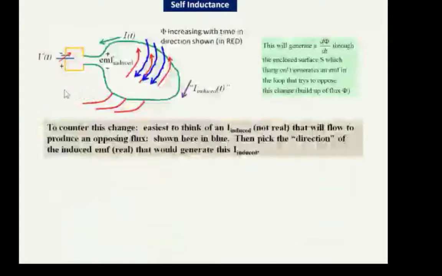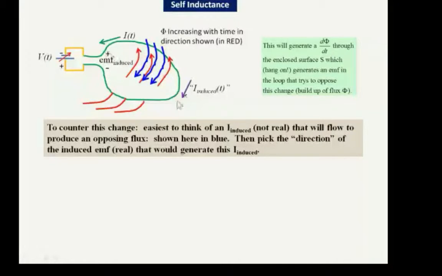If we now look at the effect of the induced EMFs, it's going to be easier to think of an I-induced, realizing that it's not real, that will flow to produce an opposing flux. In this case, because flux is building up with time, remember we said that V was changing positively with time, so this flux is growing, we have to counter it with this flux here. Well, if you had a current flowing in this direction, opposite to the I of t, the right-hand rule would give you a flux in this direction here. This helps us pick the direction of the opposed EMF, and so it'll be consistent with this I-induced.